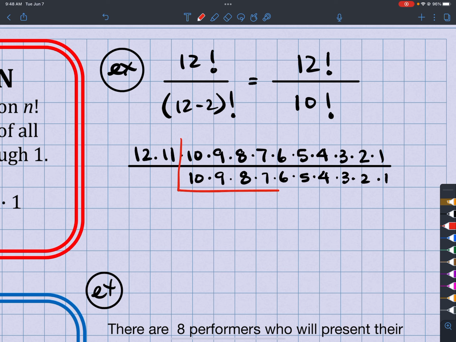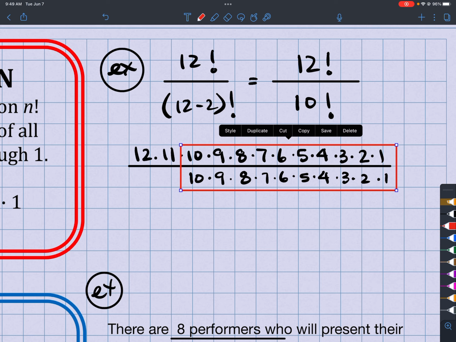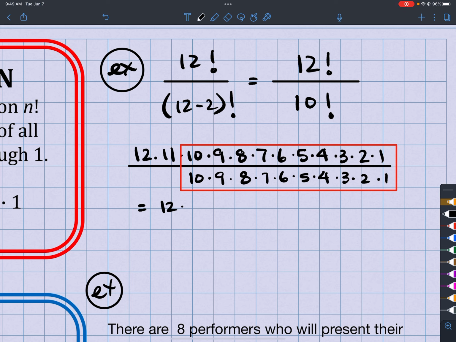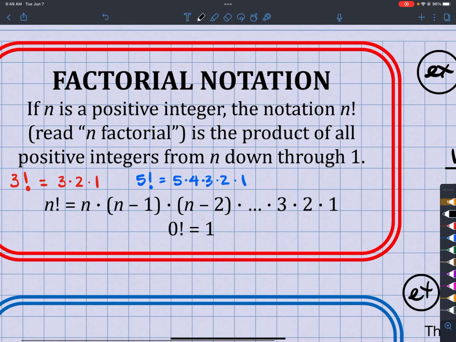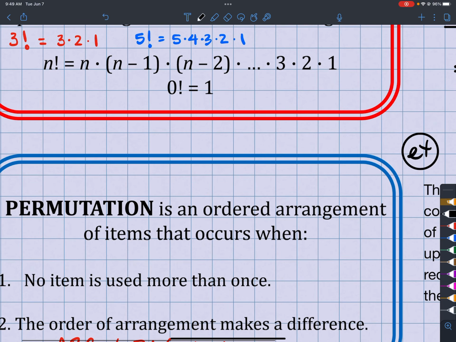And what you will notice is that this part of the fraction looks exactly the same on top as on the bottom, so those two can actually cancel out. So what I actually have left is 12 times 11, which is going to give you 132. And there you go. So 12 factorial would be a really big number, but divided by 10 factorial, you have left 132. All right, so that would be factorial notation.